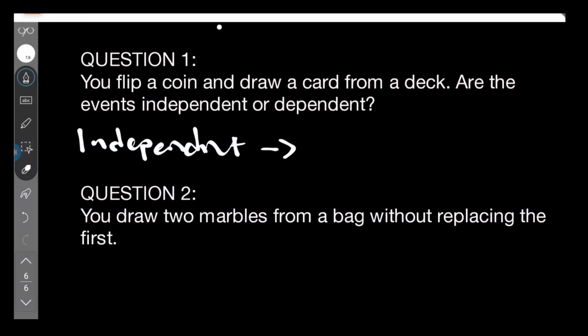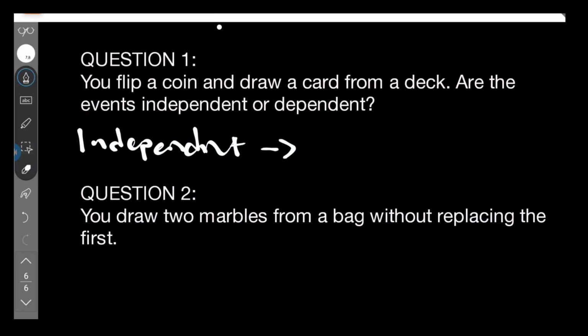Question two: you draw two marbles from a bag without replacing the first. In order for you to go to the next event, you have to have the first one. Let's say, for example, you have 10 marbles in a bag, and you draw one. The probability of drawing a marble changes when you draw the second one if you don't replace it, especially when the marbles have different colors. You have 5 blue and 5 red. At first, if you draw a blue marble, your probability is going to be 5 over 10, which is 1 over 2.